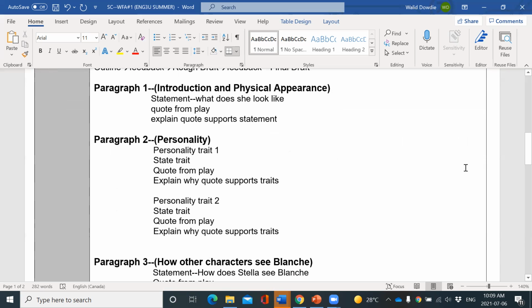There are 2. So in this paragraph, you have 2 different personality traits. You would say the first, you know, Blanche is blah, blah, blah. That's stating the trait. Then you quote from the play that shows that trait. Then you explain how the quote from the play is an example of the trait you just identified. Then you say, Blanche is also blah, blah, blah. And then you have the quote and you state why that quote supports that.